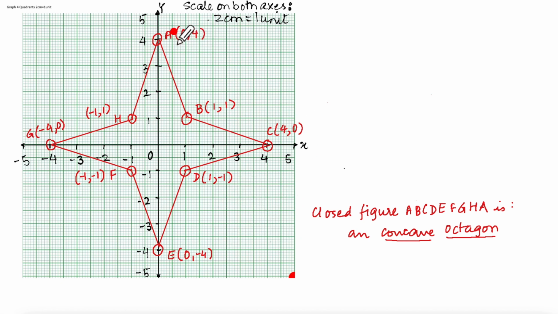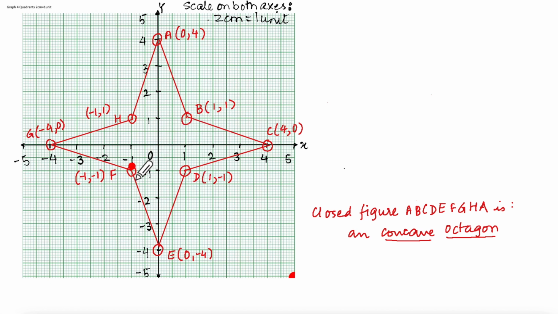Now we have the graph sheet over here. They have asked us to plot A (0, 4). So here it is on y axis. B is (1, 1) and C is (4, 0). We have to reflect A and B in x axis, and so A becomes here E, which is (0, minus 4). B is reflected here as D, which will be (1, minus 1).